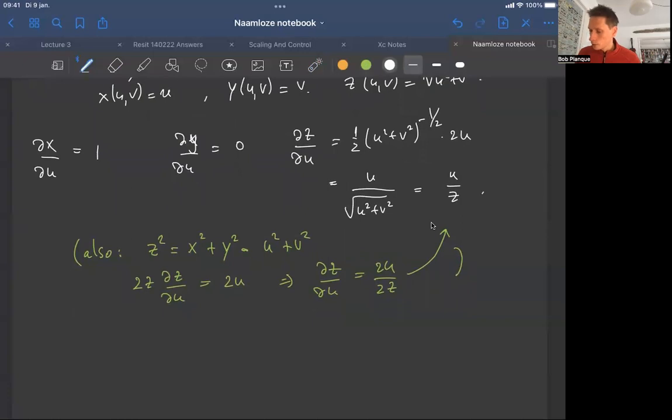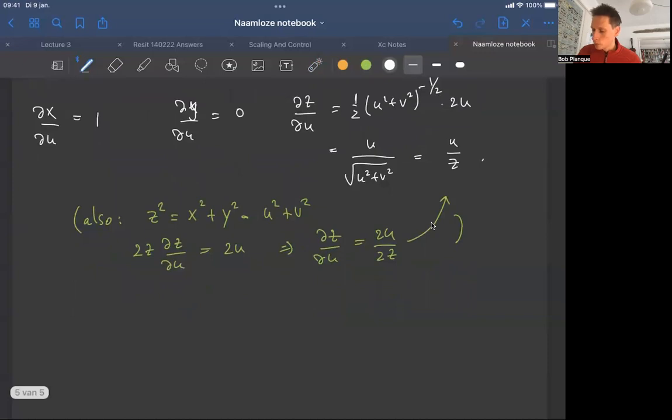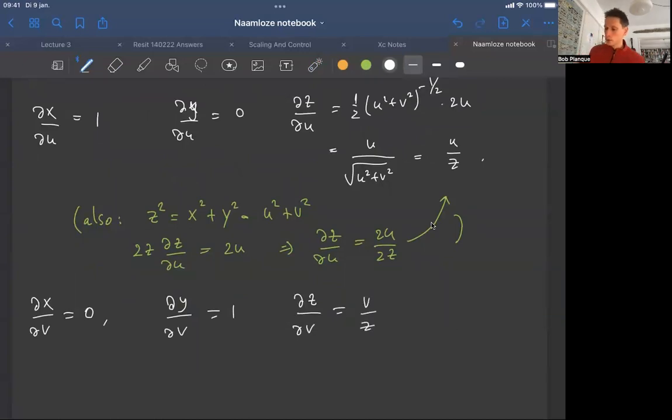All right, so these were the partial derivatives of x, y, and z with respect to u. And then we're going to do the same with respect to v. The first ones are 0 and 1. And out of symmetry, I hope you agree that dz dv must be v over z.